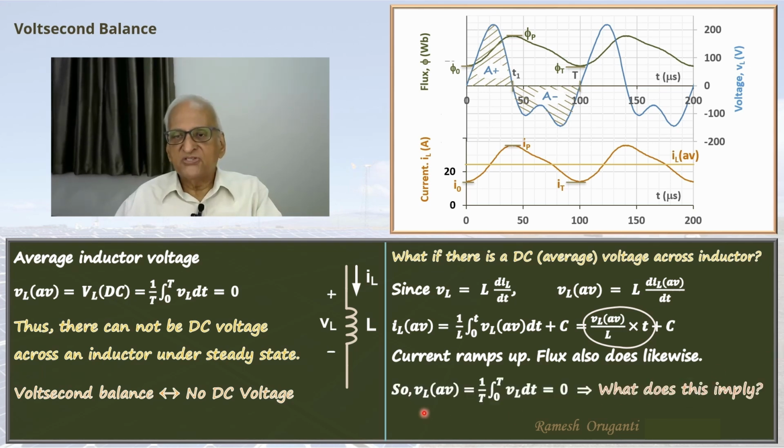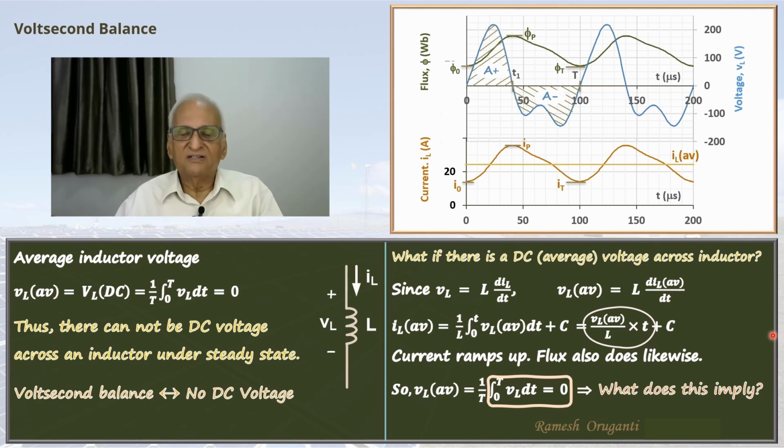So that means VL average has to be 0. That means the Voltseconds balance has to be maintained. So you can approach the Voltsecond balance straight away from the idea that you cannot have a DC voltage.